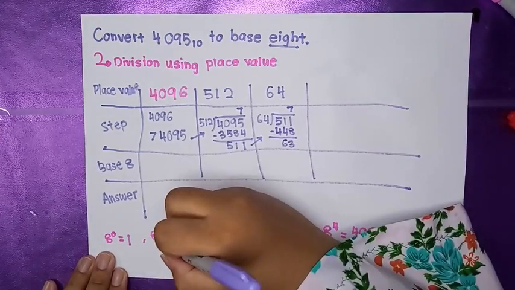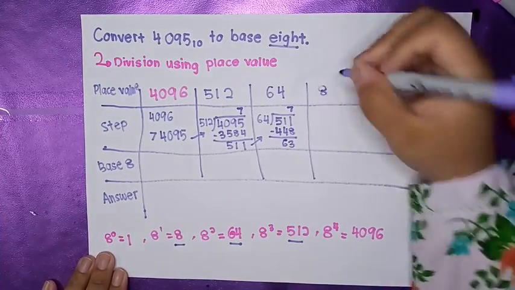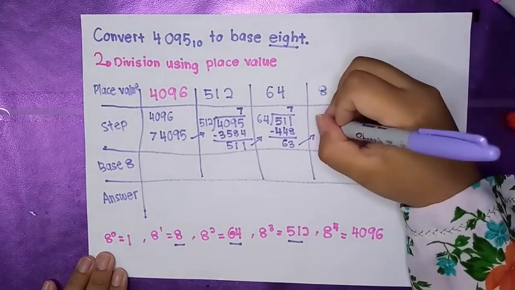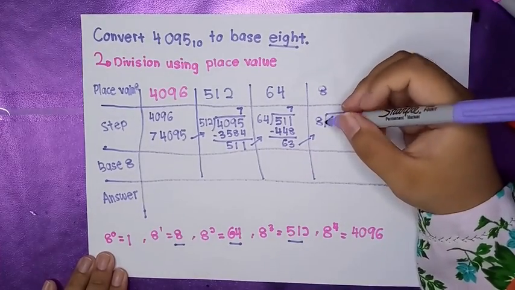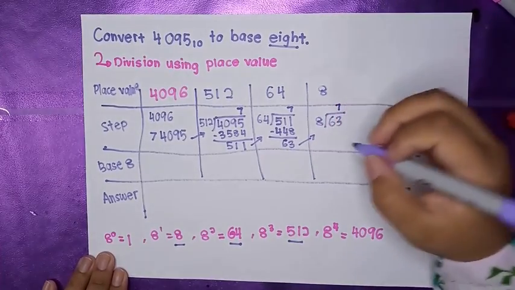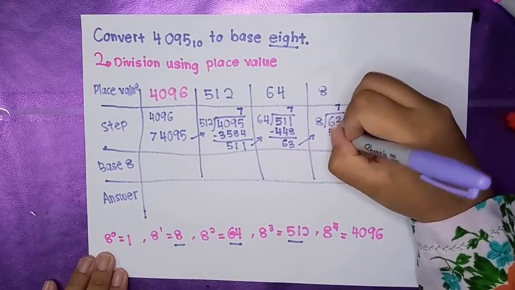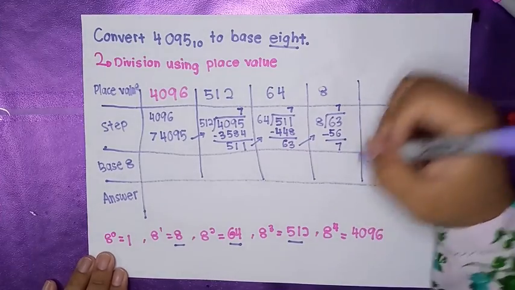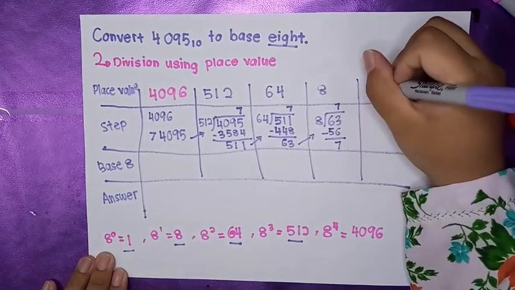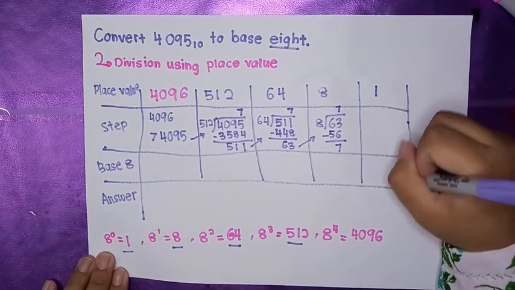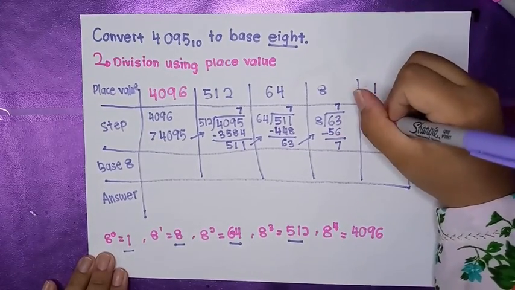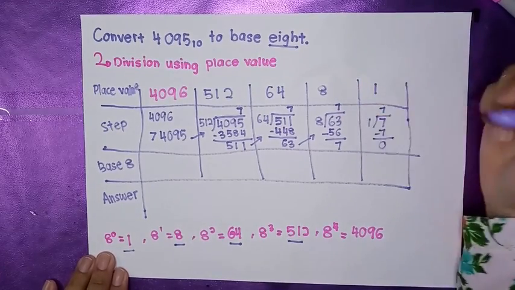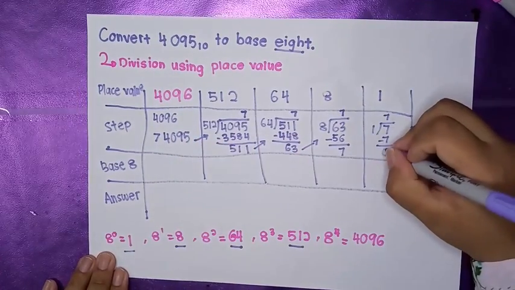Close, okay. Then the next place value is 8, this number moved to here, 63 divided by 8, okay, 8 times 7, we can subtract this one, 56, okay, we get the balance 7, and then the next place value is 1, this is the final place value. 7 divided by 1 is easy, 1 times 7 is 7, then we get 0. Okay, we do this until we get 0.